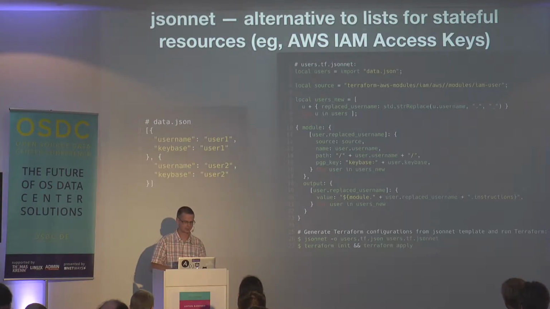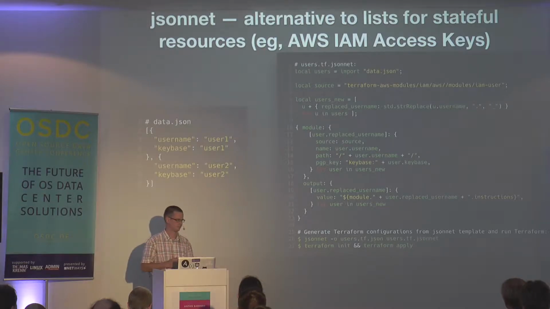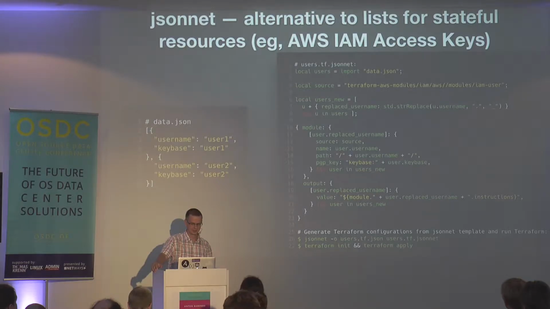So the solution for this is, again, we're talking about 0.11, so this will be obsolete for the majority of cases once 0.12 is out. The solution for an ordered list is to provide a JSONnet template. So JSONnet is, what is it? A data JSON scripting language, or how they call it. So JSON will be created from this file.